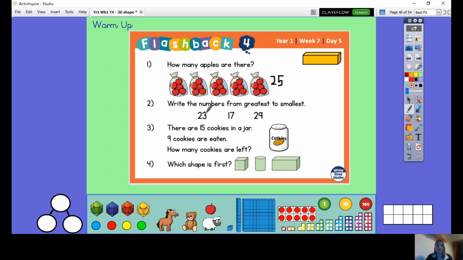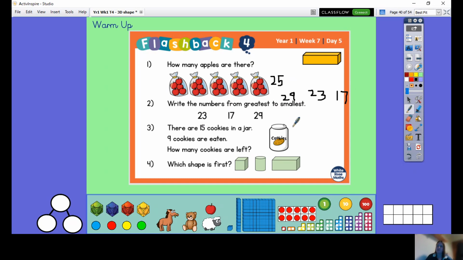So they're all 2-digit. I've got 2 here with 2 10s, but then I need to look at the ones. So this has got 9, and I know that 9 is bigger than 3, so 29. Then it goes 23, and then we've got 17. Well done, I'm sure you got that.